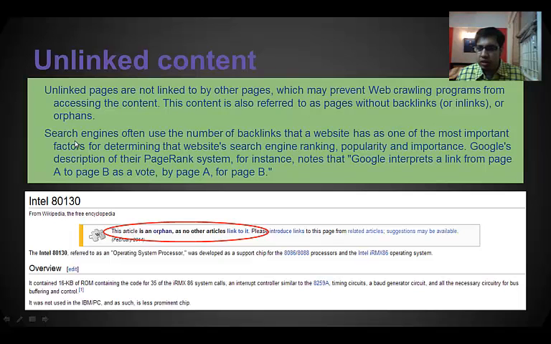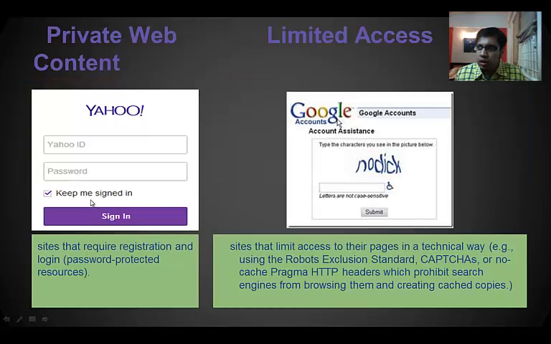This content is also referred to as pages without backlinks or inlinks. Search engines like Google especially use the number of inlinks that a page has as a measure of importance of that page. We can see this Wikipedia article is an orphan because no other article from Wikipedia links to it. So the only way to access this article would be to actually go and search for Intel 80130 on Wikipedia.